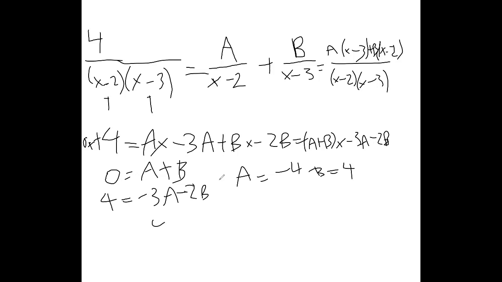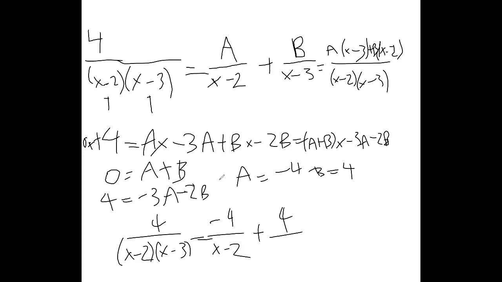So we rewrite the problem. So 4 over x minus 2 times x minus 3 is equal to negative 4 over x minus 2, plus 4 over x minus 3, and this is just our answer, right?